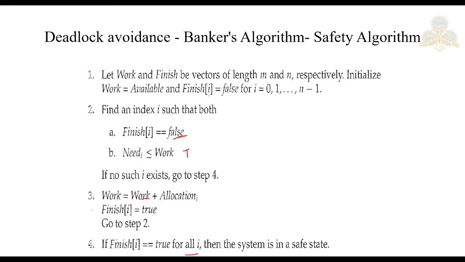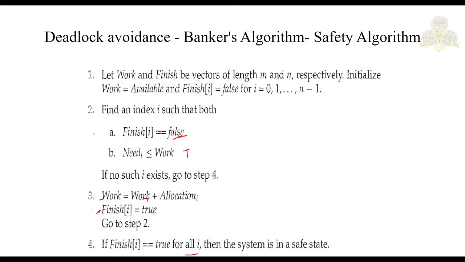That means this work is nothing but the total available resources in the system plus how many resources have been allocated to the process. So the number of available resources in the system would be updated. Then you have executed that process. Now that particular process will terminate. Okay, and then again you'll check for the next process.